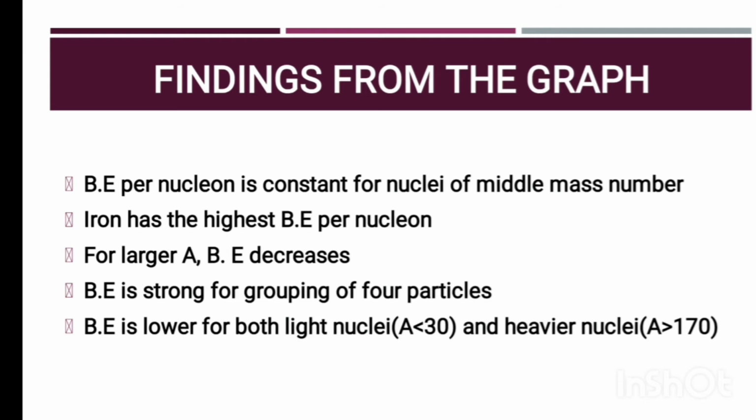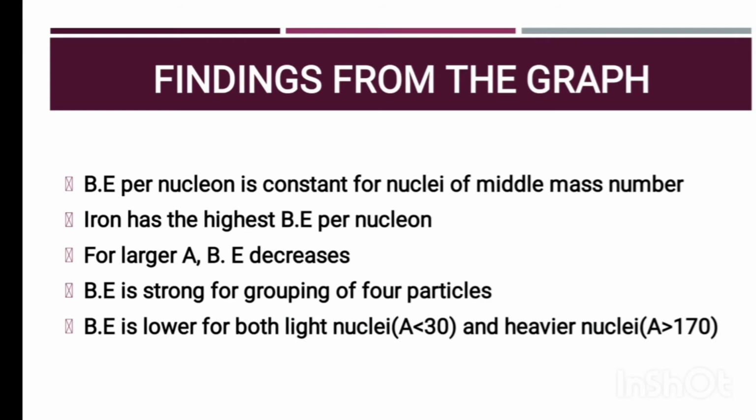Secondly, iron has the highest binding energy per nucleon and is more stable. This is the reason for the large abundance of iron in nature. We also understood that binding energy is strong for grouping of 4 particles. This is due to a pairing force which exists between a pair of neutrons and a pair of protons. The peaks in the figure at mass numbers 4, 8, 12, 16, 20 and 24 are clear evidence of this effect.